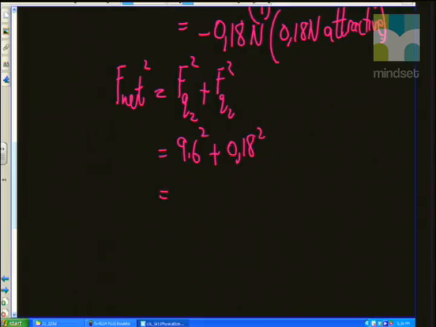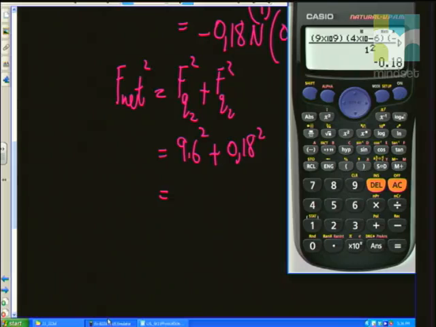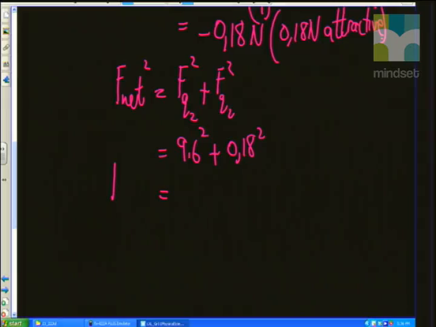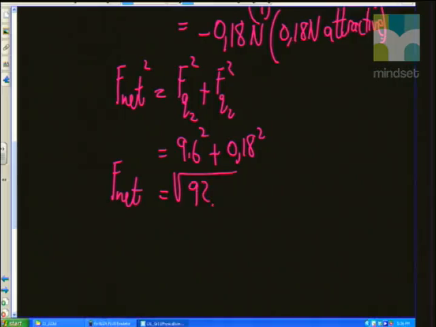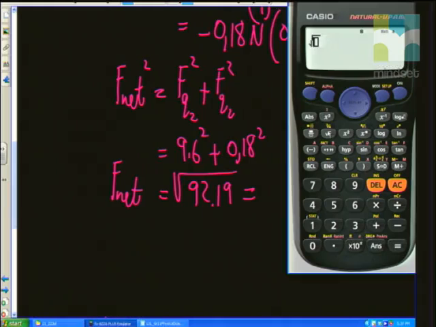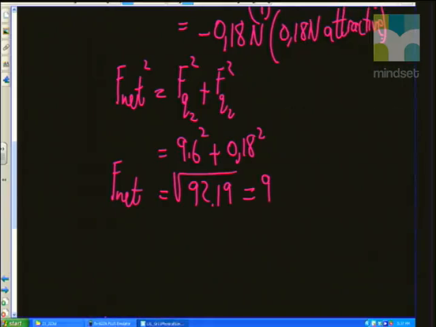And what is that? Use our calculator quickly. All right. We have 9.6 squared plus 0.18 squared. What do we get? And F net must be equal to the square root of that. Okay, so we square it, of course. That's 92.19. That should be equal to. Okay, back to our calculator. We are to get the square root, so we're getting the square root on the answer. And what will that be? That will be 9.6 newtons. Okay, so that gives us 9.6 newtons.